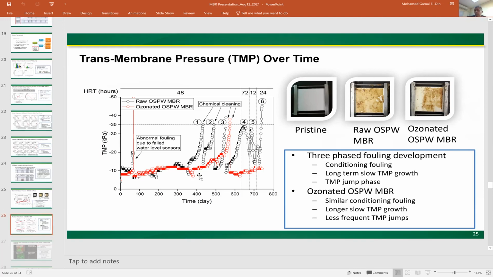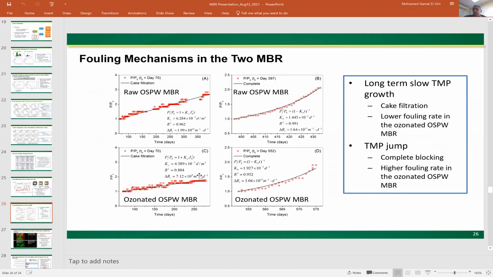Regarding the fouling mechanisms, we characterized the fouling mechanism as a long-term slow TMP growth due to cake filtration and a lower fouling rate in the ozonated OSPW membrane. So basically the cake filtration, or cake fouling, was the predominant mechanism of fouling. And whenever we had a TMP jump, that was basically due to complete blocking.